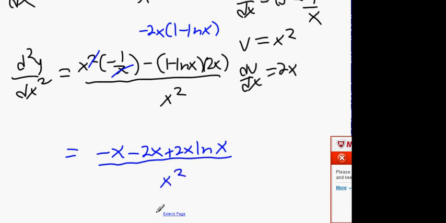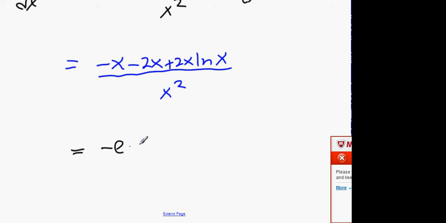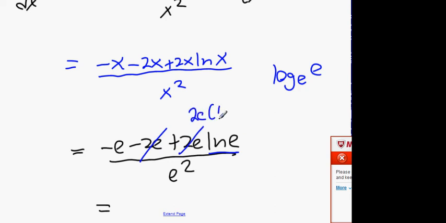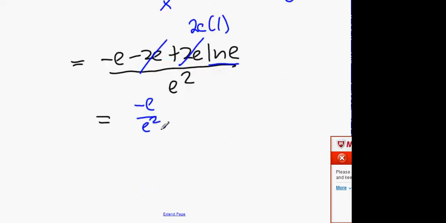We might as well replace them all with e's now. Minus e minus 2e plus 2e ln e, all over e squared. Now, what is ln e in the calculator? 1, because ln stands for log to the base e. Log of e to the base e, or any number to the same base, is always 1. So the 2e's will cancel, because that turns into 2e times 1. Minus 2e plus 2e cancels. We're going to get minus e over e squared, and that will cancel into minus 1 over e.